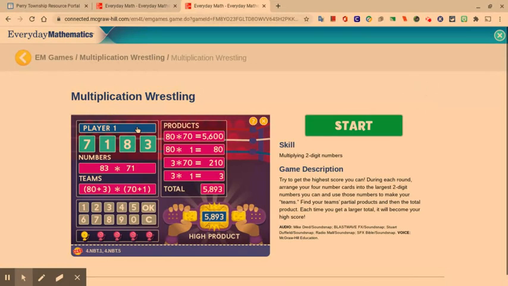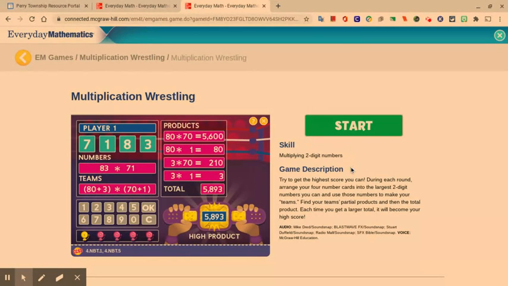Now, let's look at our skill. The skill is multiplying 2-digit numbers. So that's what we've been working on. And it says try to get the highest score you can. That's the goal of the game. During each round, you can arrange your 4 number cards into the largest 2-digit numbers you can. And then you use those numbers to make your teams. Find your team's partial products. That's like the parts that are in the boxes, by doing your 10s times your 10s, your 10s times your 1s, your 1s times your 10s, and your 1s times your 1s. And then you're going to find your total product by adding those up. So each time you get a larger total, it will become your higher score.